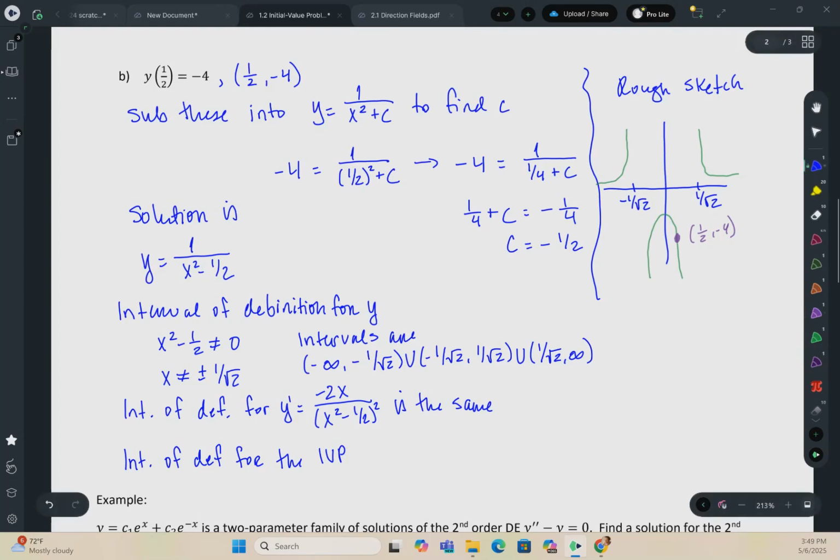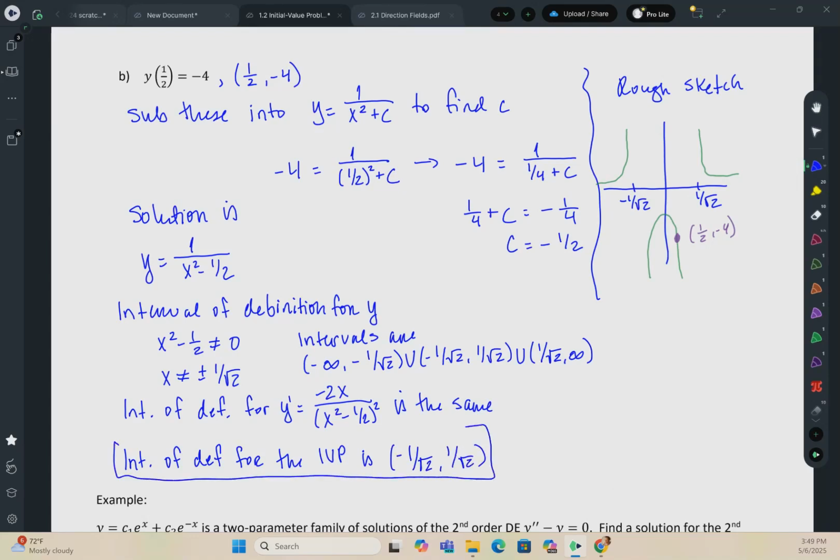So now I know my interval of definition for the IVP is the middle interval, which is in parentheses -1 over square root 2 to +1 over square root 2. So that is the other thing that I would box up. We've got a solution and we have an interval of definition.